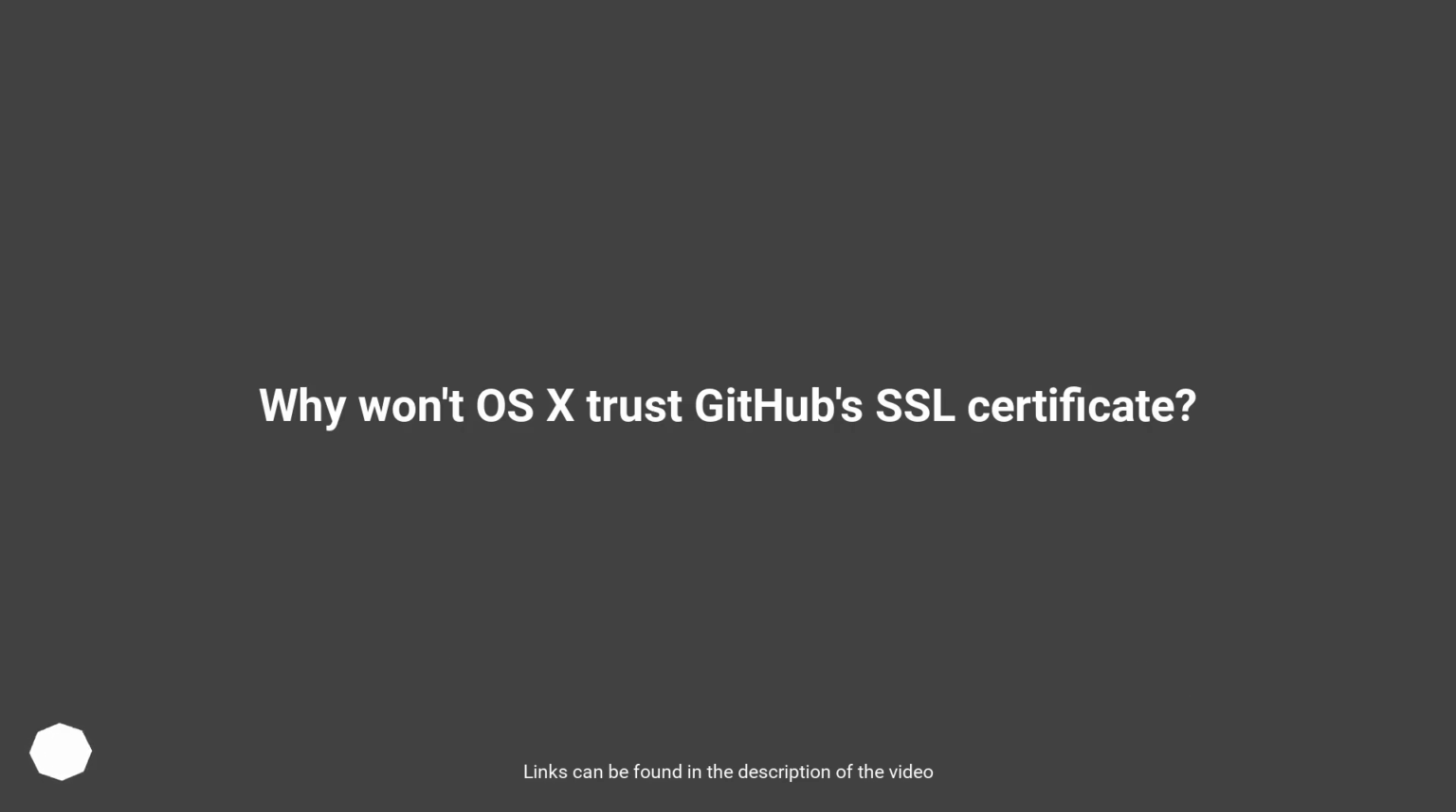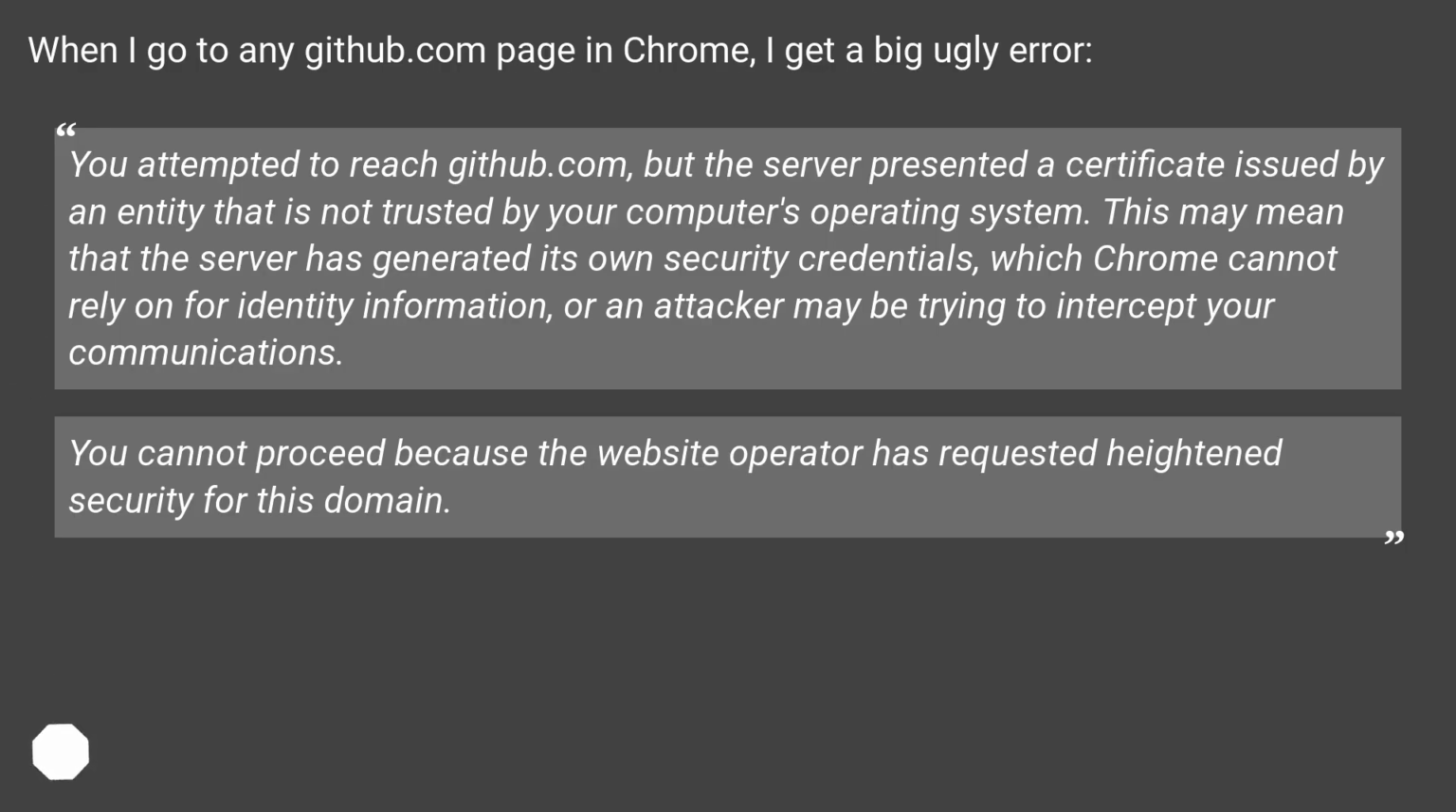Why won't OSX trust GitHub's SSL certificate? When I go to any github.com page in Chrome, I get a big ugly error.